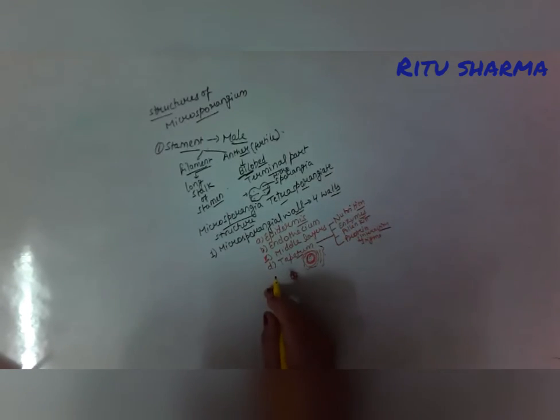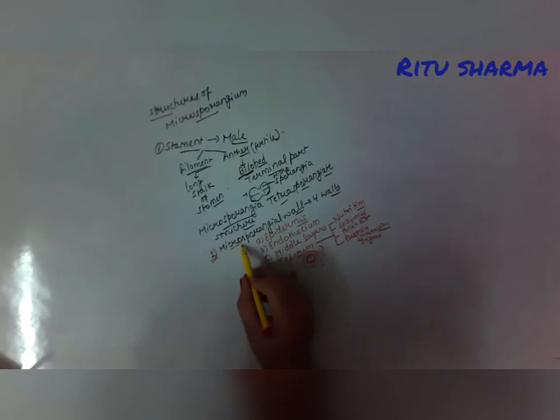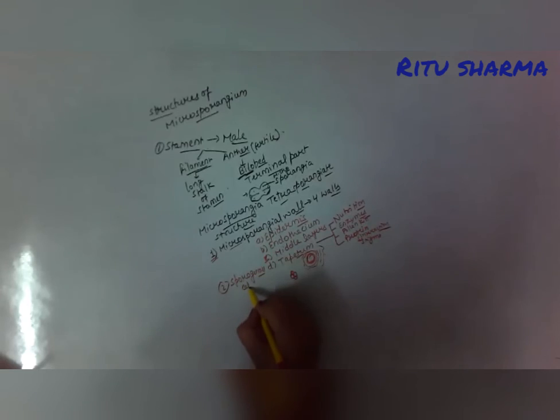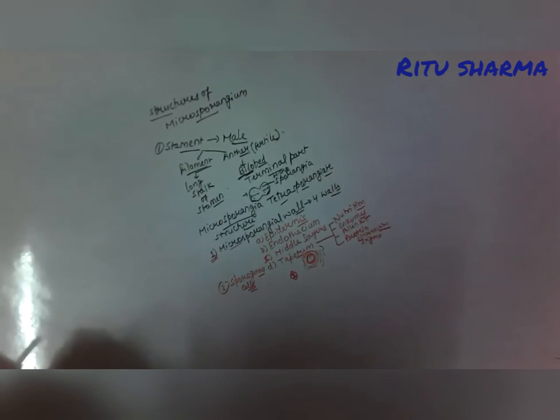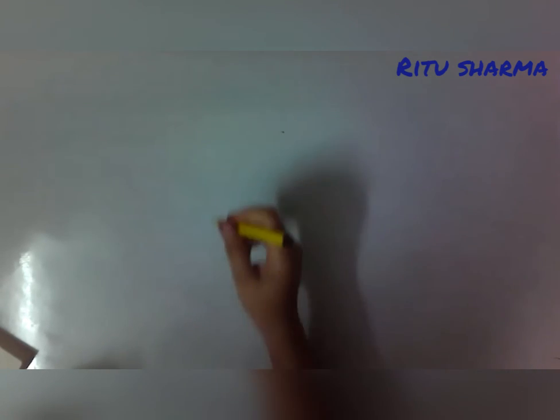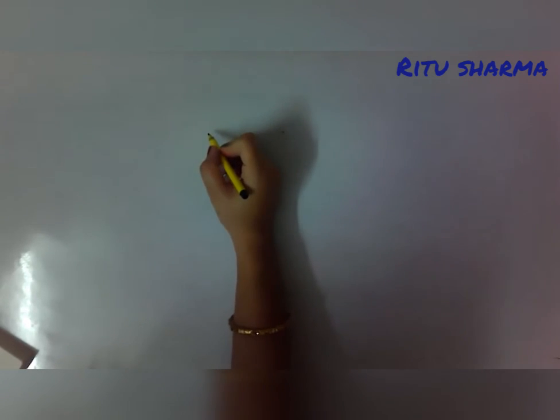Now let's see the diagram. Before the diagram, I will tell you. First one was the microsporangial wall. Second structure of this will be sporogenous cells. Sporogenous cells consist of the pollen grains. Okay, let's see the diagram of the anther. This anther consists of, I will show you only the one microsporangia structure out of 4.